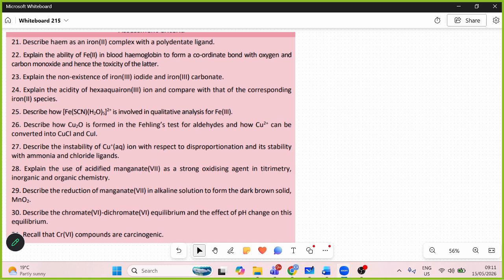When this happens, you start seeing that there's a difference between oxygen and carbon monoxide. And this shows why carbon monoxide is so toxic.